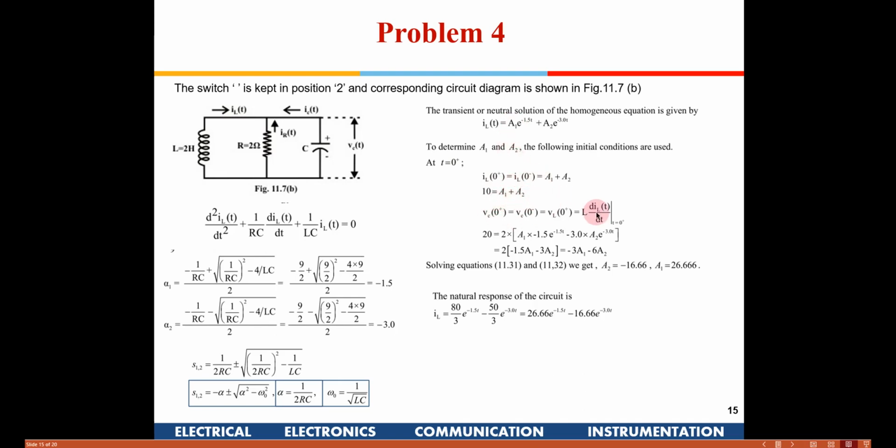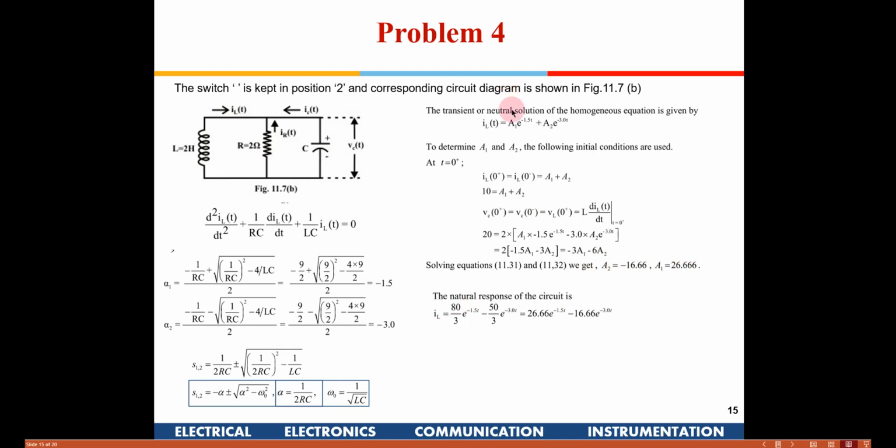Similarly, we can write the voltage across L will be L di by dt. So I do di by dt, and then multiply it by L, and that will be equal to the voltage across the capacitor, and the initial voltage across the capacitor we know is 20. L is 2 here, and di by dt is this. If you do that, you will get one more equation between A1 and A2. Solving these two, we get the values of A1 and A2.